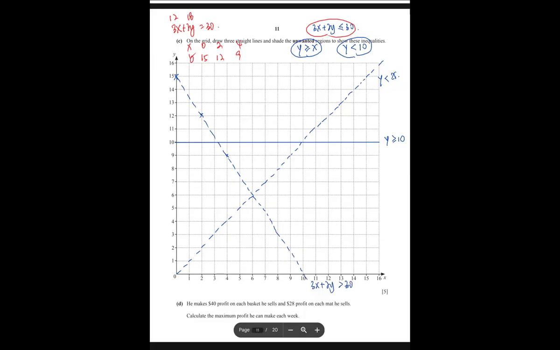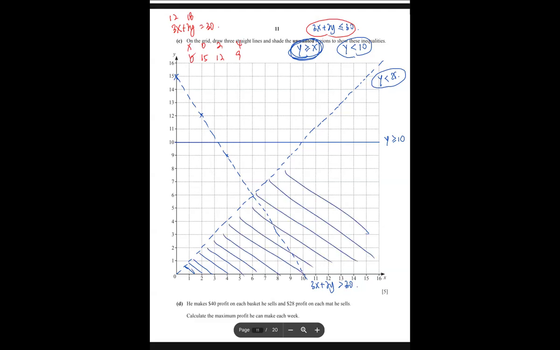Okay, now I'm going to shade in one by one. So again, let's start with this, y less than x. Now, this is the region I want, y greater than or equal to x. So the region that I don't want is y less than x. So I'm going to shade in everything that is below this. Okay, next, y less than 10. This is the region that I want. So the region that I don't want is y greater than or equal to 10. So I'm shading everything above y equals 10.